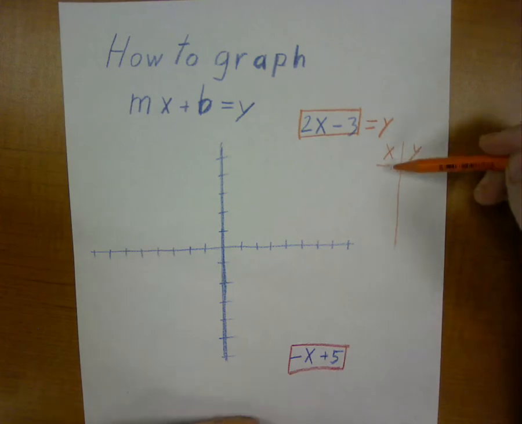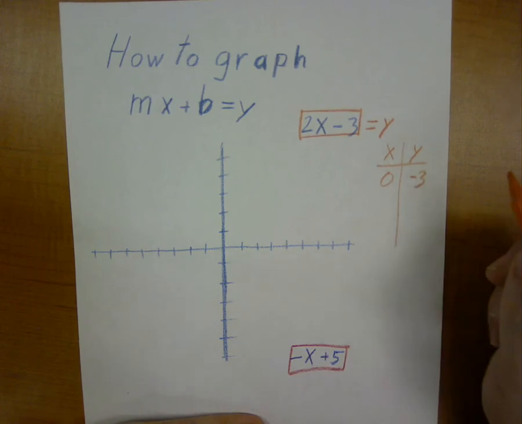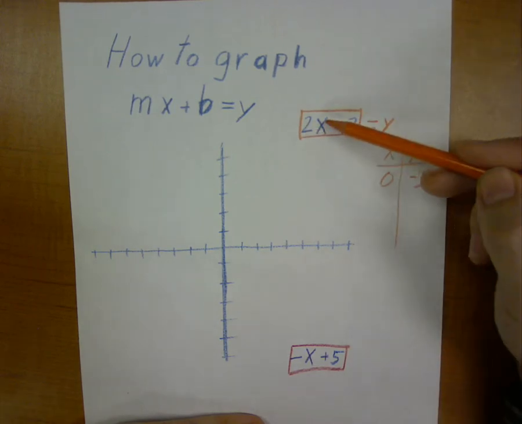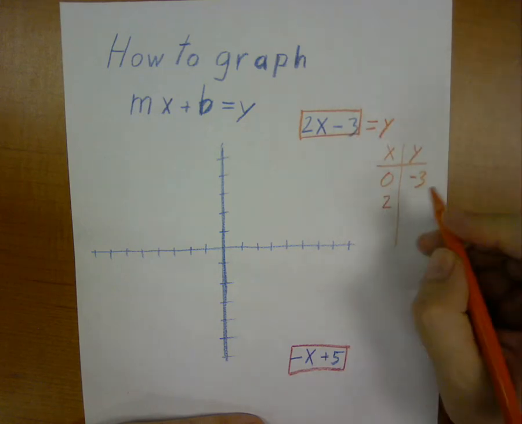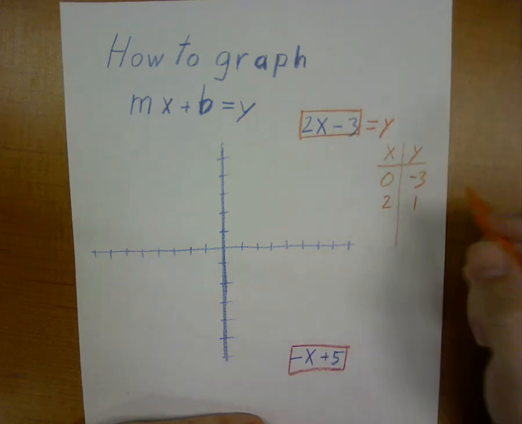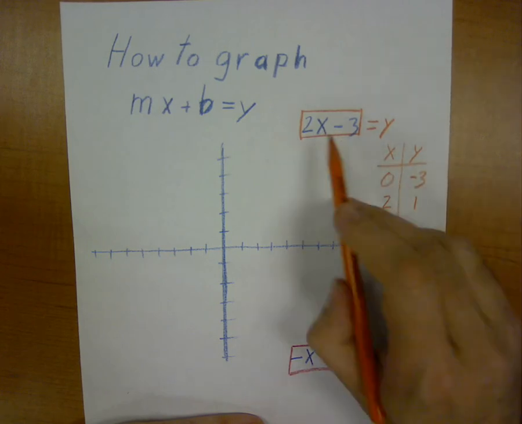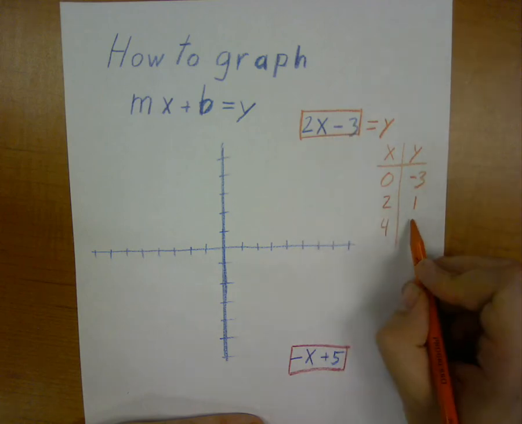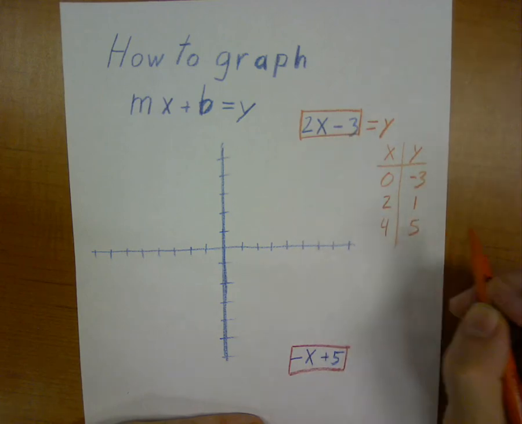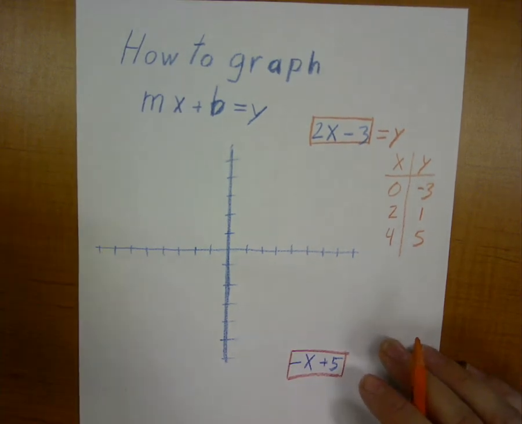Say, for instance, if I put 0 in for x, 2 times 0 minus 3 gives us minus 3. Say x equals 2. 2 times 2 minus 3 gives us 1. If I put 4 in here, 2 times 4 gives us 8. Minus 3 leaves us with 5. Okay, let's plot these points out.